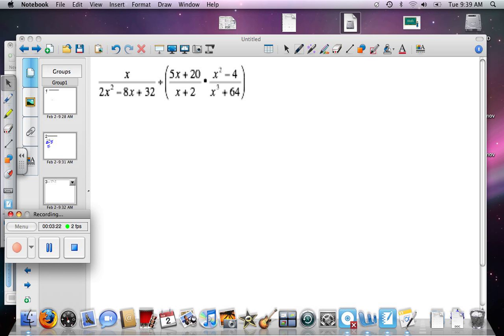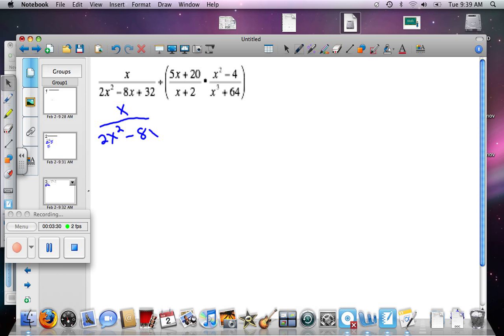So that means I still have x over 2x squared minus 8x plus 32 times, I'm flipping this one now, that gives me x plus 2 over 5x plus 20. And I'm flipping this one, which gives me x cubed plus 64, again over x squared minus 4. Now everything's multiplication, so the next thing I have to do is factor each polynomial that is factorable.